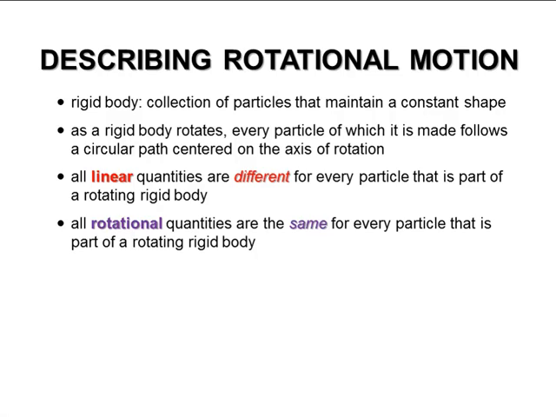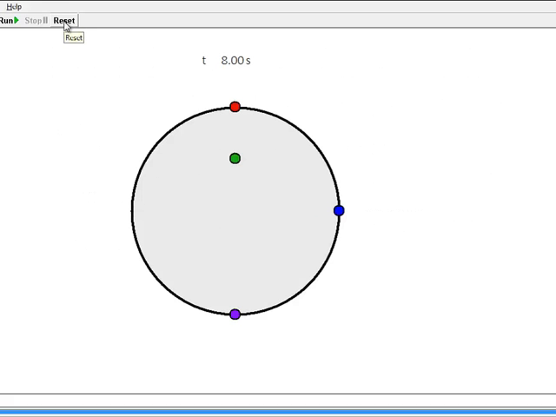If we go back and take a look at the animation of the wheel again, if I reset the simulation and start it in motion again, notice that every time the red particle goes all the way around, so does the green, the blue, and the purple particles. If the red particle goes all the way around its circle twice, all the other particles go around their circle twice. And so instead of talking about how far something moves, we want to start to talk about angles.